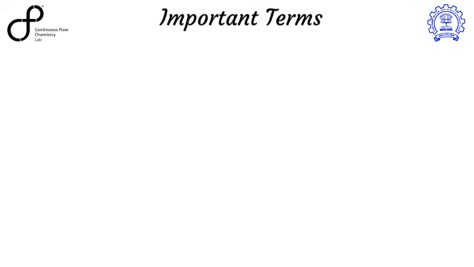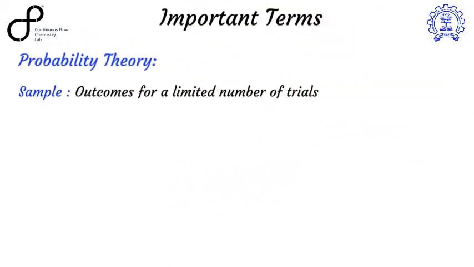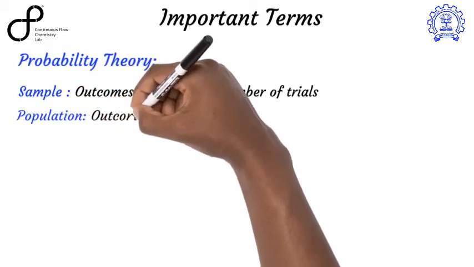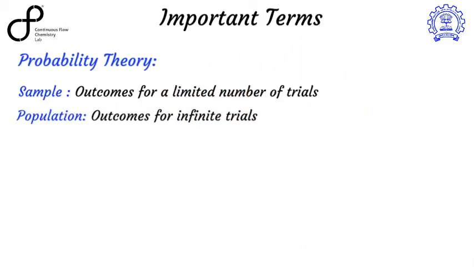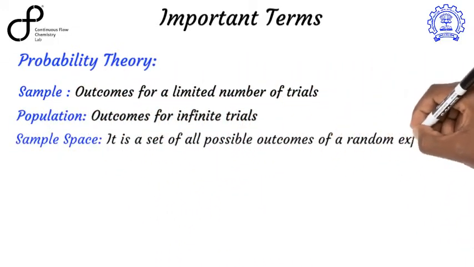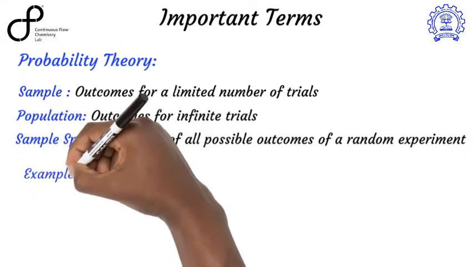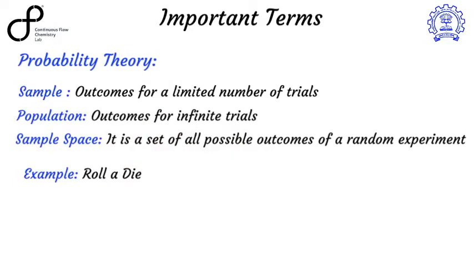In probability theory, the probability of various outcomes for a limited number of trials will be a sample, and the population will be the probability of various outcomes if the experiment is performed infinite number of times. We also use a term called a sample space in probability. A sample space is nothing but a collection or a set of possible outcomes of a random experiment. For example, roll a die, then the sample space will be all the possible outcomes, and that is 1, 2, 3, 4, 5, and 6.